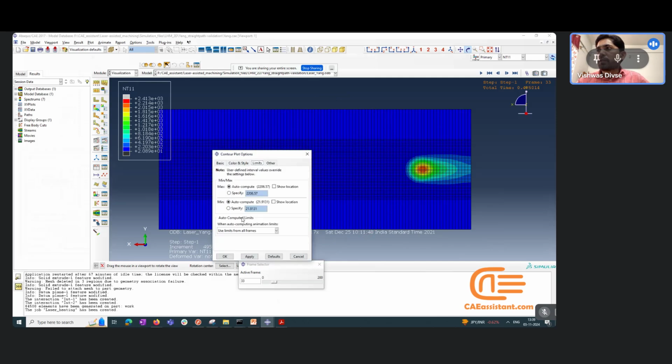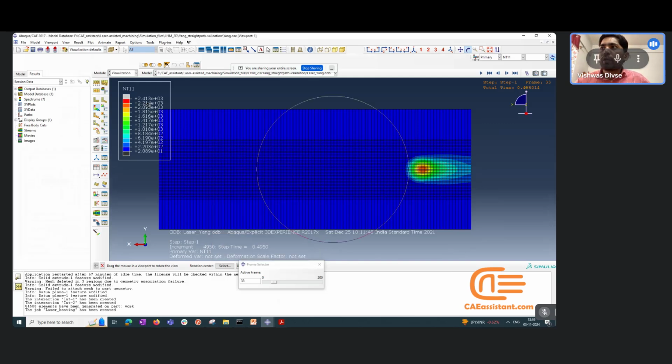I will take the limits as default auto. So the maximum temperature is showing here 2.214 times 10 to the power 3, which means 2214 degrees Celsius, after let's say 0.4950 or 0.5 second. This is how we can analyze the result, we can plot the result.